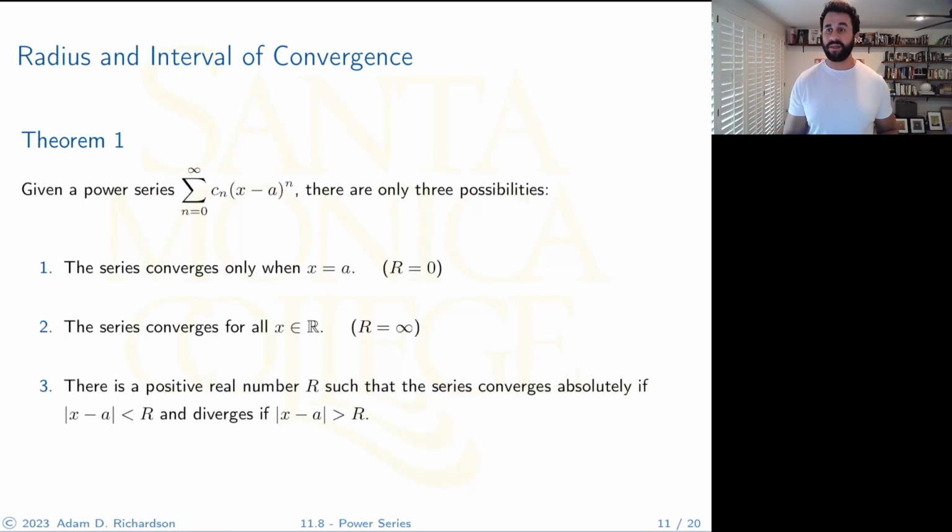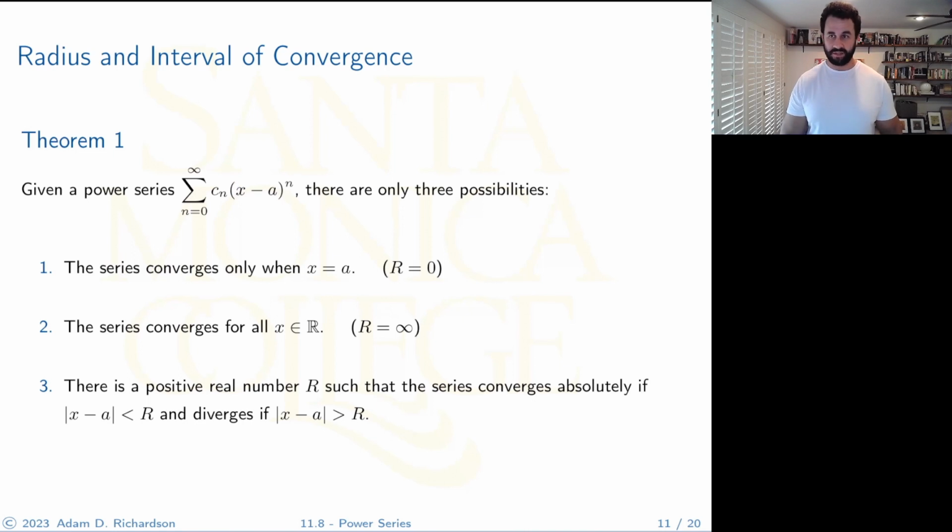All right, so here's the big theorem, and this is the theorem that gives us the hefty result that we've got here. Given a power series, there are only three possibilities. First possibility, the least interesting possibility, is the series only converges at the center. So if your radius is 0, that means your series only converges when x is equal to a, and that's just not a very interesting series. It may just converge at a single number.